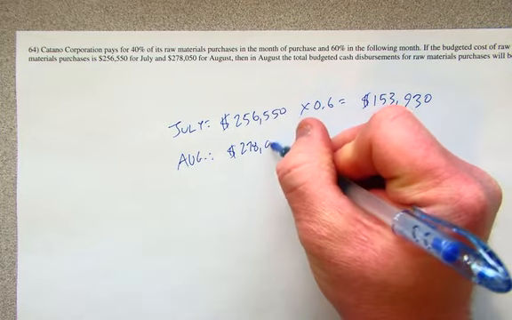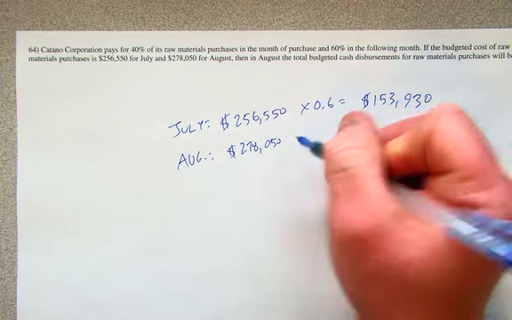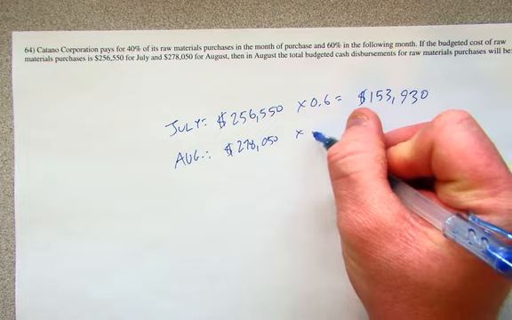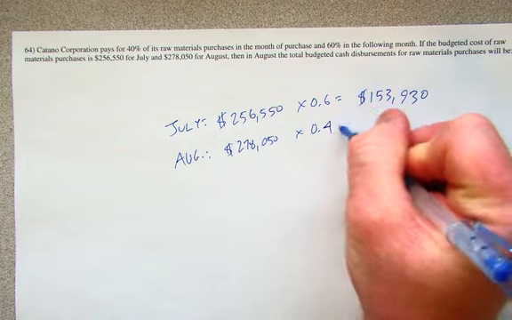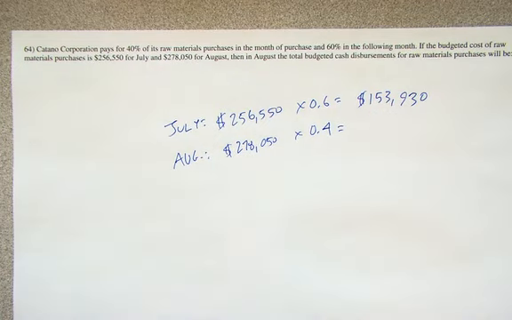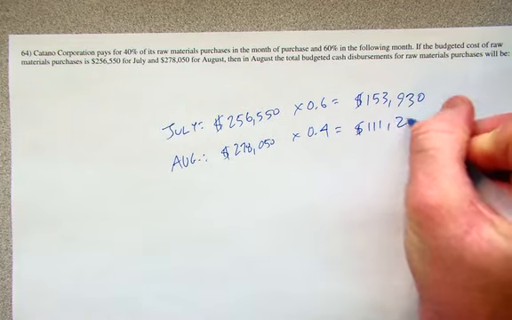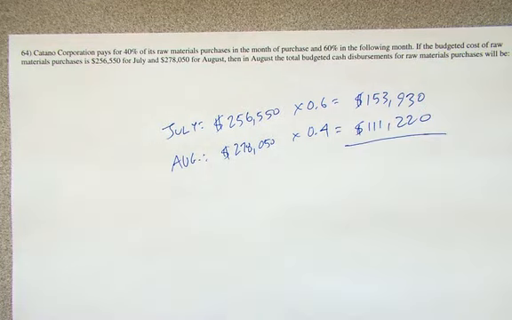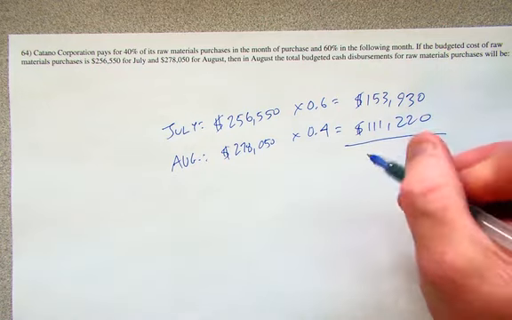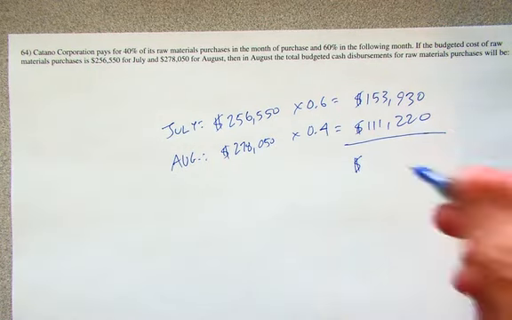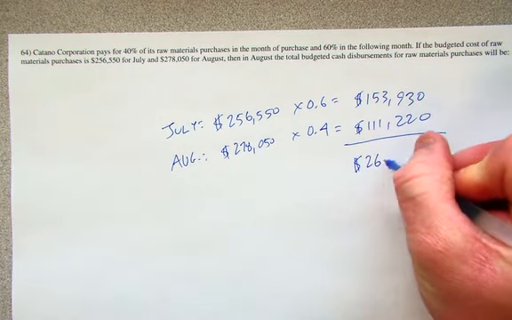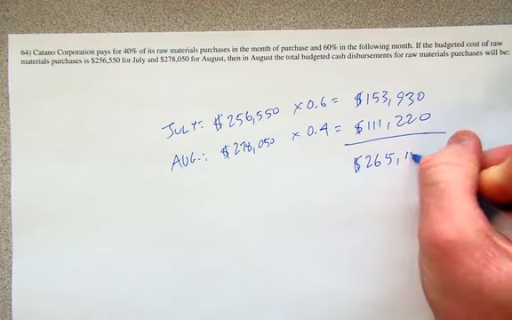Budgeted purchases for August are a little over $278,000. We would expect to pay for 40% of those during the month of August. So let's figure out what that product is times 0.4: $111,220. Combine those two amounts and we can see that the budgeted cash disbursements for August are just a little bit over $265,000.